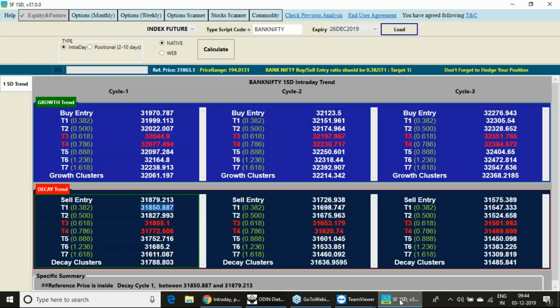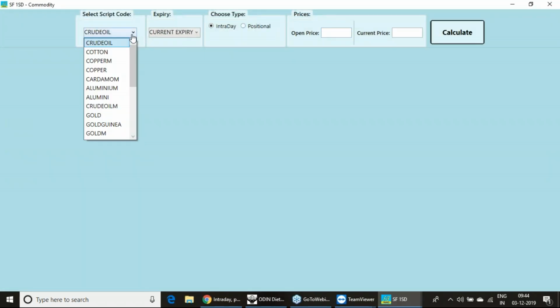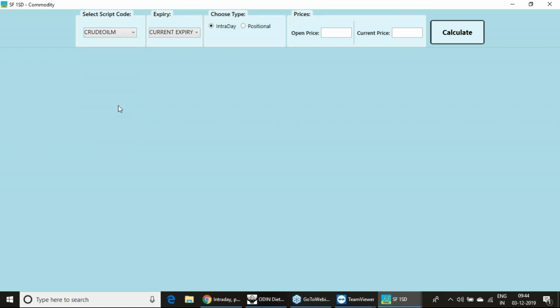Let us move to a commodity trade. Many of you are often asking me about commodity trade. I am taking crude oil mini here. It is partially automated. It doesn't have full automation because of data delays and other things. What we are doing here is, you have a current expiry and a next expiry. Both parts are there. You choose the current expiry.